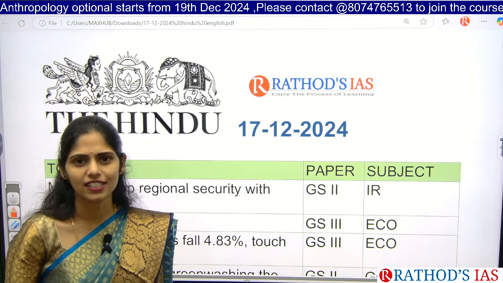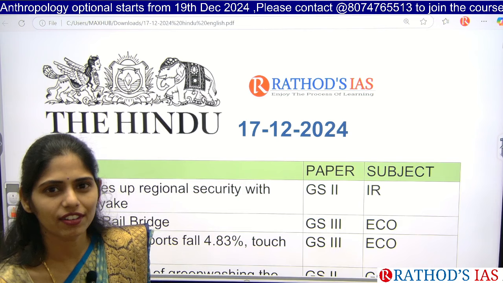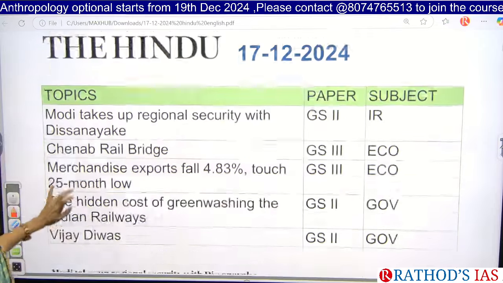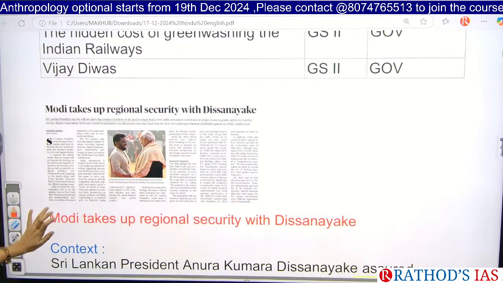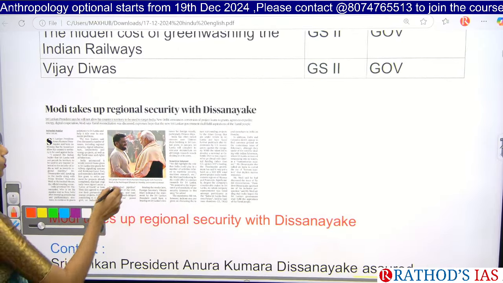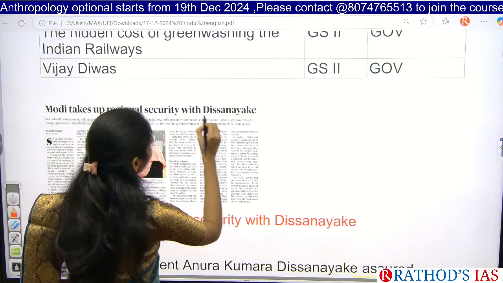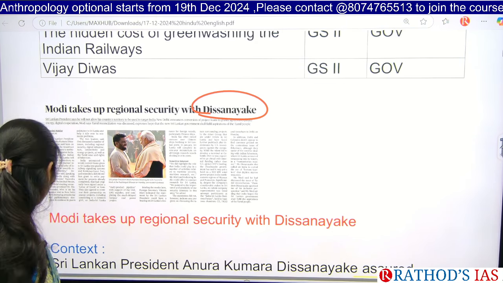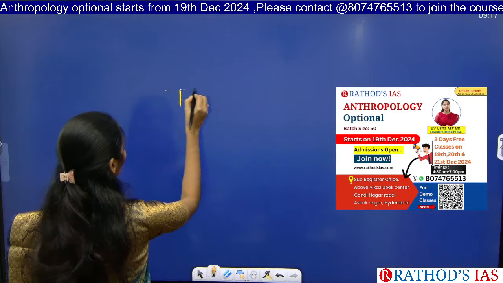There are many articles in our newspaper which are relevant from your UPSC point of view. See the first article, guys. Modi takes up regional security with, who is he? Sri Lankan president, right? So what is this article about? India-Sri Lanka relations.